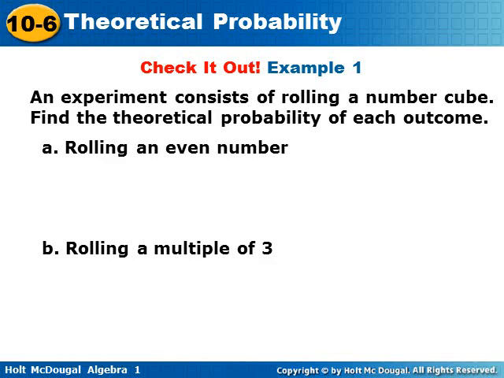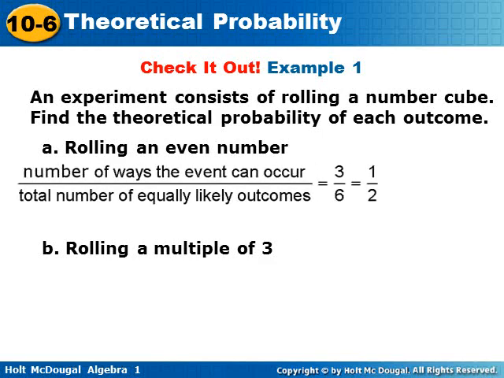Rolling an even number for A, the number of ways the event can occur is 3. There are 3 even numbers on the cube. Over the total number of equally likely outcomes is 6. Reducing that, you get 1/2. If you divide 1 by 2, you get 0.5, and changing that into a percent, you move it over 2 places to the right, and you get 50%.